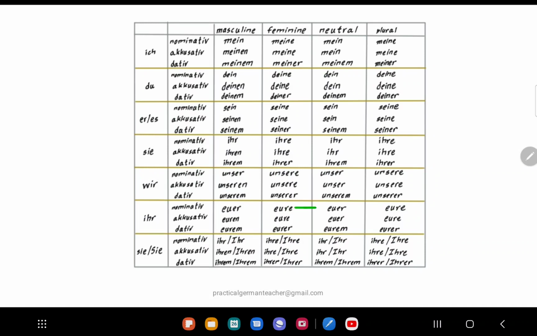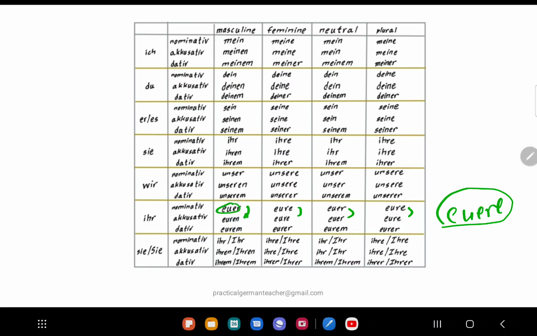Look at the spelling. Sometimes people see this is euer, and then in feminine they will write it like euere, because they just follow the pattern. So mein becomes meine, dein becomes deine, sein becomes seine. They just add e at the end and assume it will be e over here, but it's not how it is. Please don't make this mistake. So euer, same for neutrum and masculine. Then eure, check, eure for feminine and plural. Now when you go from nominative to accusative, no change, no change, no change. Here there is a change, it becomes euren.